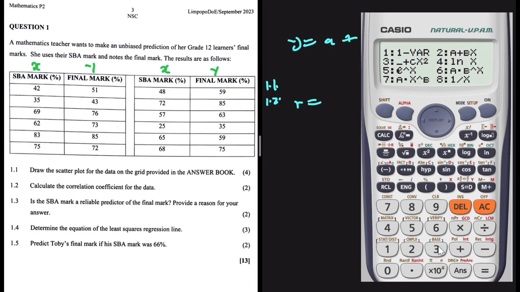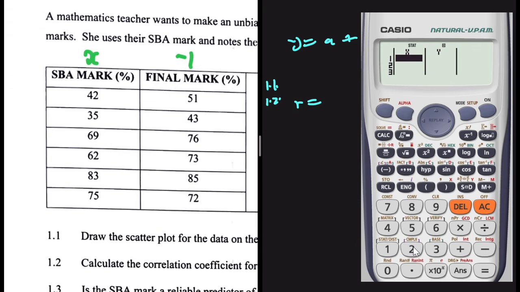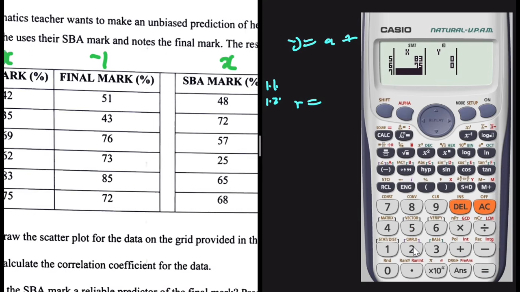After pressing 3, I'm going to go to the equation for the least squares regression line, that is a plus bx. You can see here that it is option number 2. On a different calculator, it might be a different option, maybe option number 3, but the steps are identical. Now I just have to punch in my x values. As you can see, the first x values I have are 42, followed by 35, 69, 62, 83, and 75. But then my x values are still carrying on.